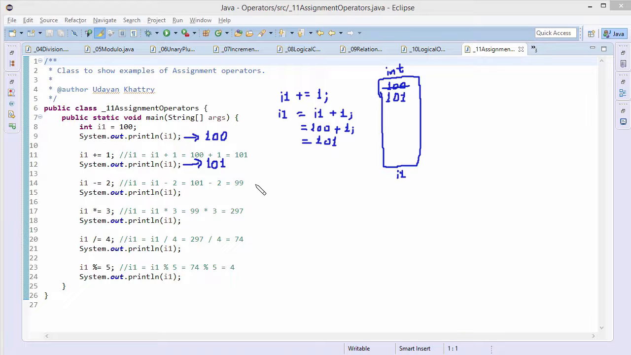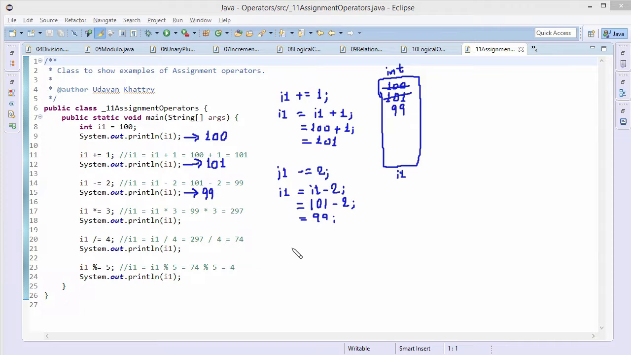The second expression, I1 minus equals 2, which means I1 equals I1 minus 2, which is the current value of I1, 101, minus 2, which is 99, which means assign 99 to I1. At this line, when you are printing I1, you will get 99.